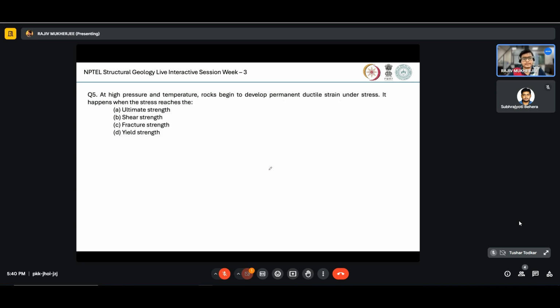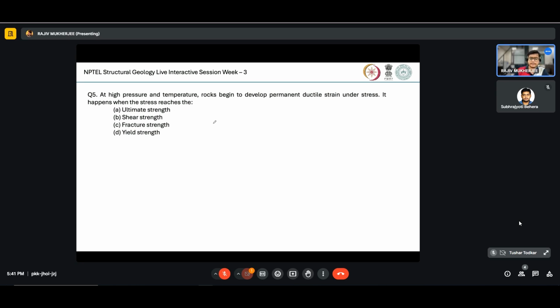Okay. So question number 5 tells us that at high pressure and temperature, rocks begin to develop permanent ductile strain under stress. It happens when the stress reaches the following. Option A, the ultimate strength. Option B, shear strength. Option C, fracture strength. And option D is the yield strength.